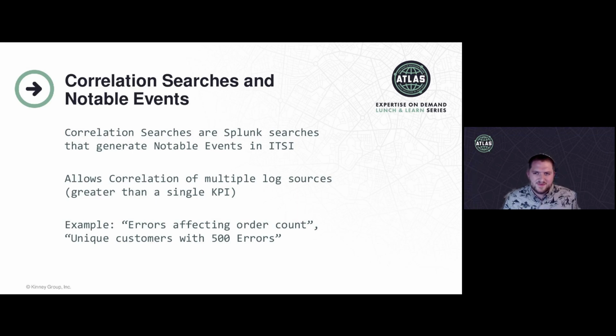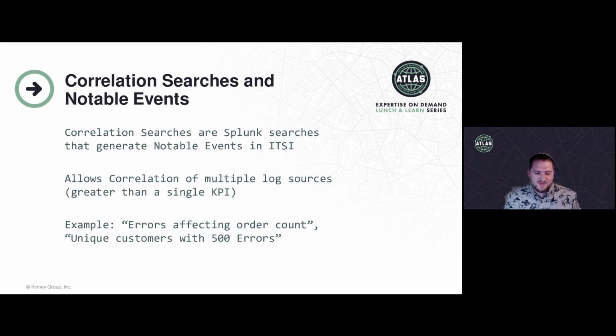Correlation searches are different than KPIs because they bring together multiple log sources or a less common log occurrence than a KPI, which counts or averages a common log. An example would be errors affecting an order count. So when the order count KPI changes and the errors raised, that could be a correlation search.